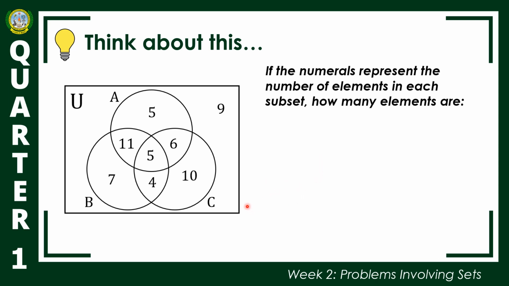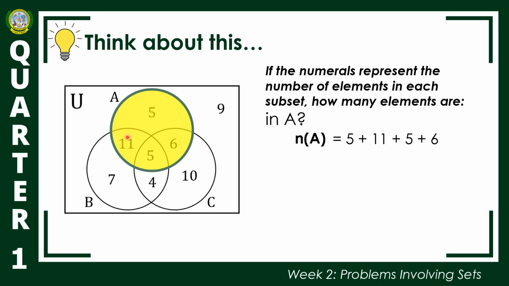If the numerals represent the number of elements in each subset, how many elements are in A? So, ang tinatanong po dito is the cardinality of A, or the total number of elements that can be found in set A. So, kung titingnan natin sa ating Venn diagram, binubuo po ang set A ng 4 na subsets, meaning we are going to add the elements of those subsets. So, meron tayong 5 plus 11 plus 5 plus 6, and that is equal to 27. There are 27 elements in set A.